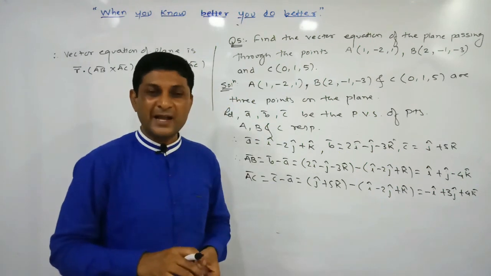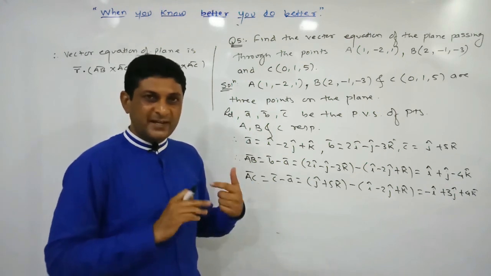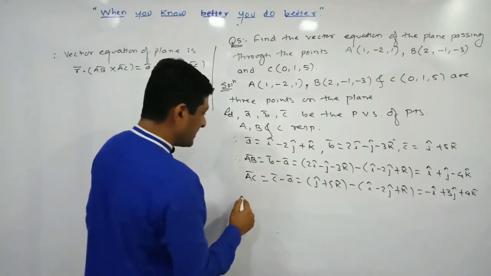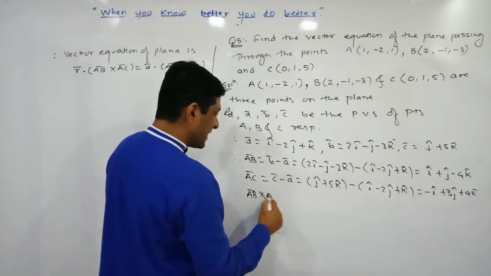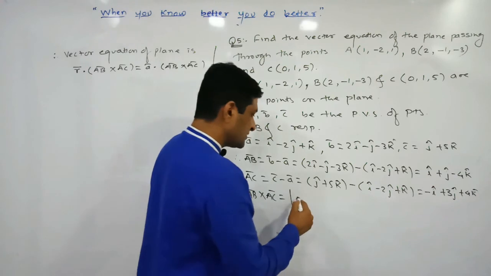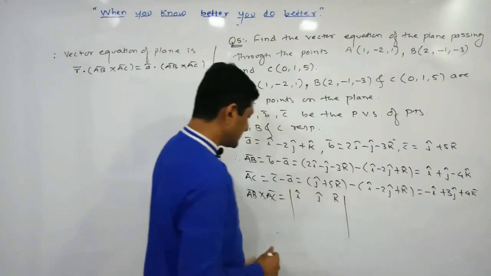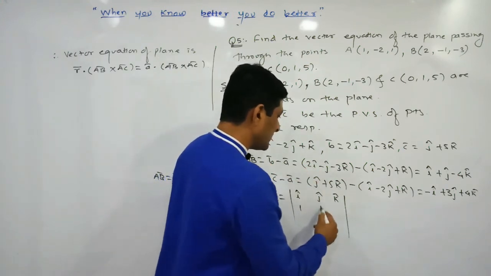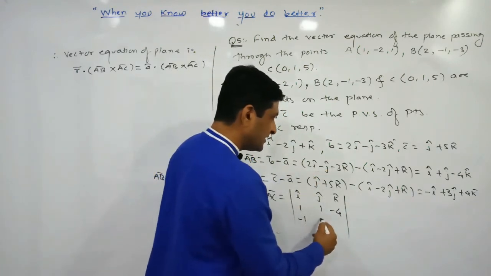In this way we have got the value of AB bar and the value of AC bar. So now we are trying to find the value of the cross product. Which cross product is required here? AB bar and AC bar. So AB bar cross AC bar will be equal to, we know that the cross product can be found using a determinant. In the first row write i cap, j cap, k cap. In the second row write the coefficients of i cap, j cap, k cap from AB bar, that is 1, 1, minus 4. Then write the coefficients from AC bar, that is minus 1, 3, 4.